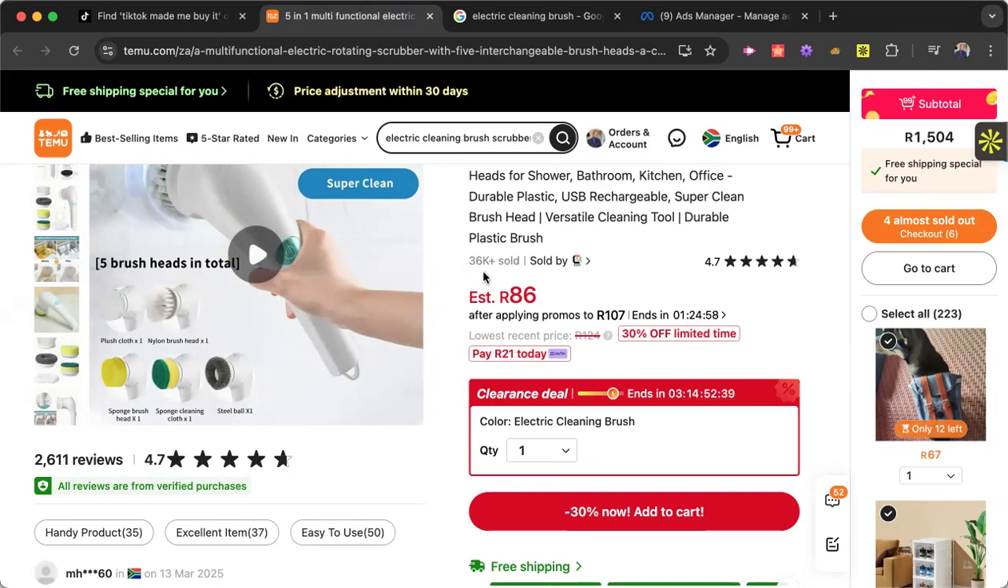We want to validate that there's actually demand and supply for this product. So the first thing I want you to do when you go on Temu is ensure, can you see where it says 36,000 plus sold?